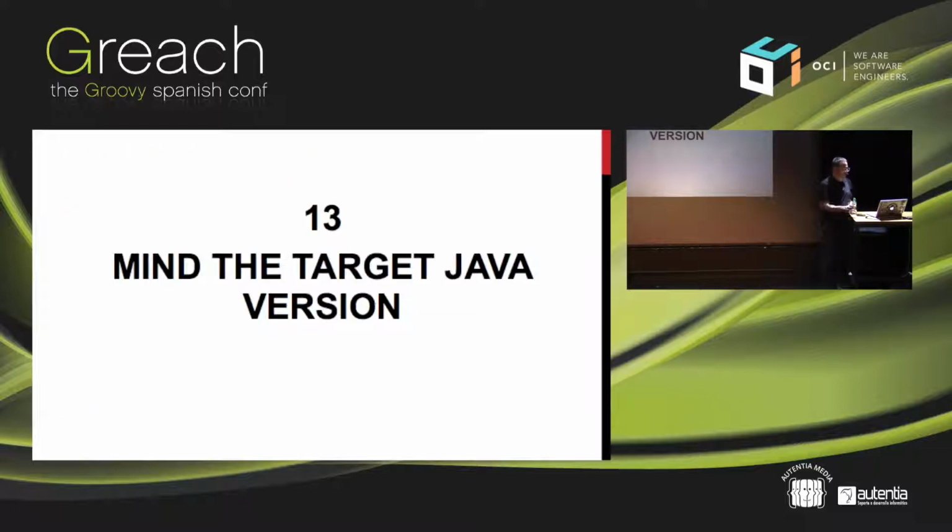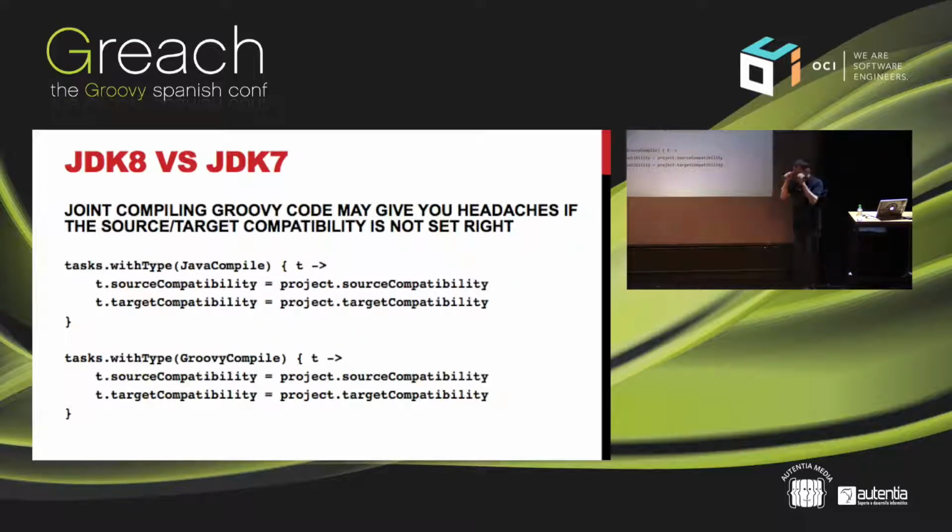Next one, you might have encountered this. Who compiles Java and Groovy code together? With JDK 8, running in JDK 7. Okay, lucky you, because I have to. And we encounter a problem, which is if you compile Groovy code with JDK 8, the target generated bytecode is going to be JDK 8, Java 8.